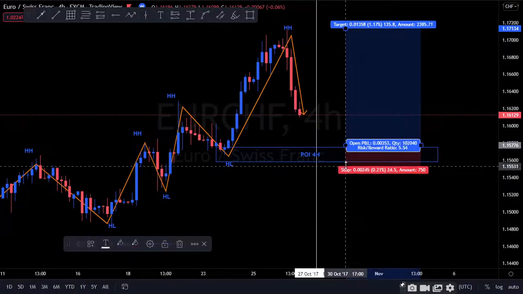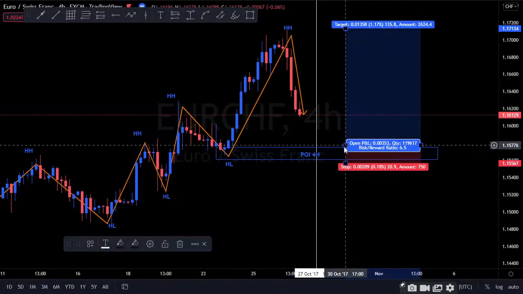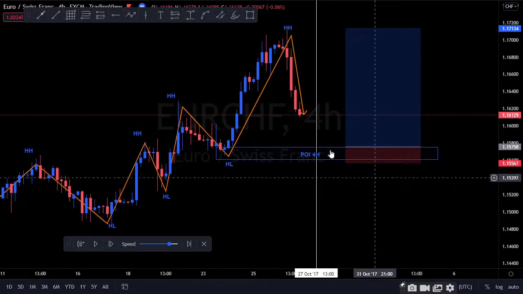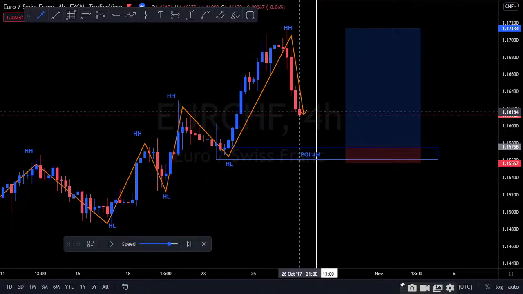So we place our stop loss just below the POI, and the take profit will be on the higher high. When you get to liquidity, you will understand why our take profit is here and our stop loss is here. So we don't just buy when the market reaches here. We wait for certain confirmations. I will tell you later.